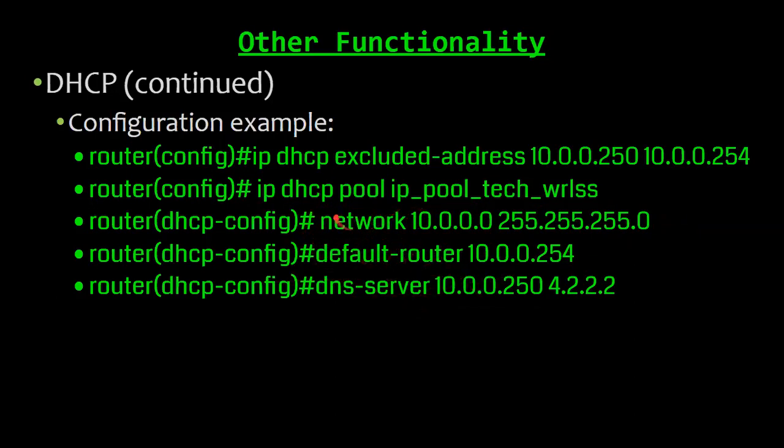If you notice, you exclude addresses in the global config, not within the pool, okay? And it is important to exclude addresses because otherwise, Cisco being Cisco will hand out every single IP in this entire subnet if you tell it to, which would of course cause problems. It's classic. Cisco is one of the greatest examples of malicious compliance.